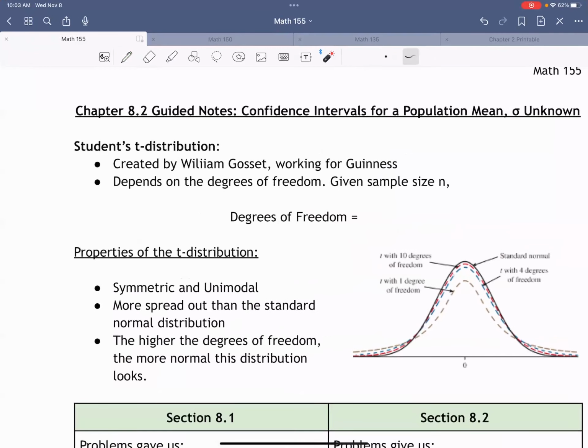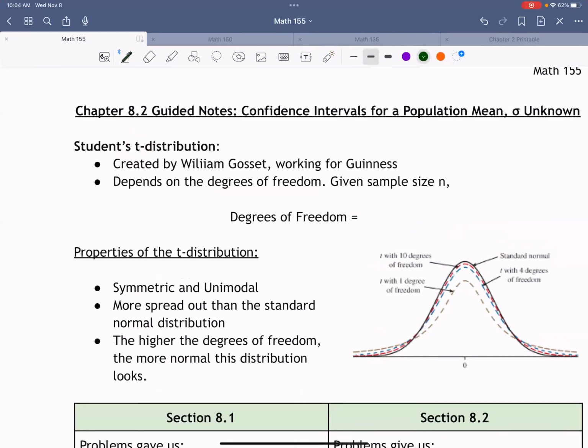Some things about the T distribution: it was created by this guy who worked for the beer company Guinness, which I think is kind of cool. And it also depends. So it's not just one graph, like the normal distribution. I mean, it is one graph. It depends on the mean and standard deviation. The T distribution depends on this thing called the degrees of freedom, okay?